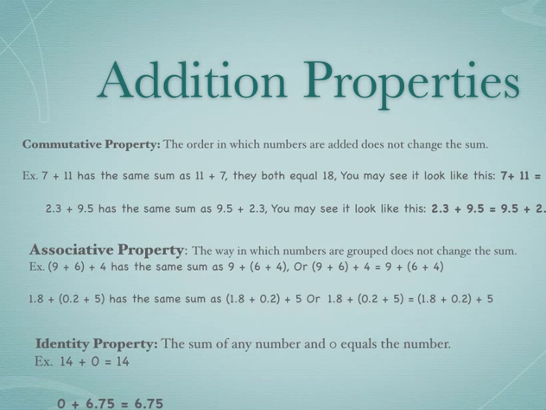And the last one is the identity property. This one's pretty easy. The sum of any number and 0 equals that number. So for example, 14 plus 0 is 14. Same thing with decimals. 0 plus 6 75/100 is going to just be that number, 6 75/100.